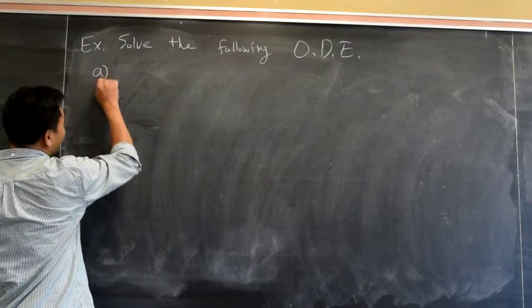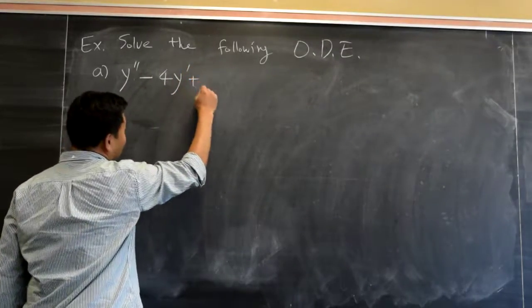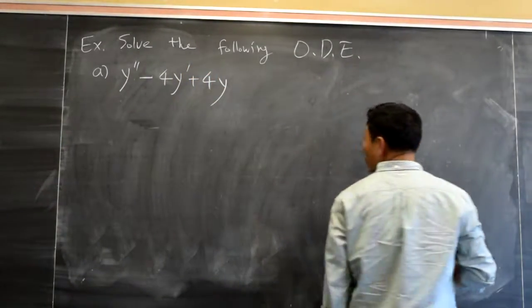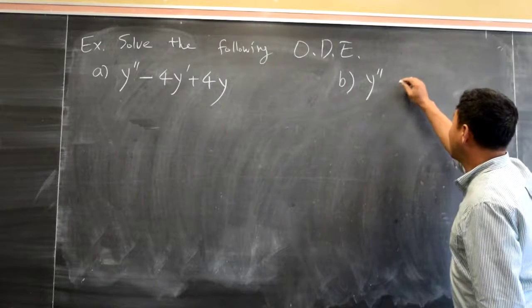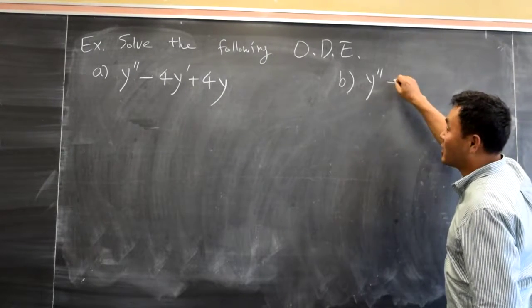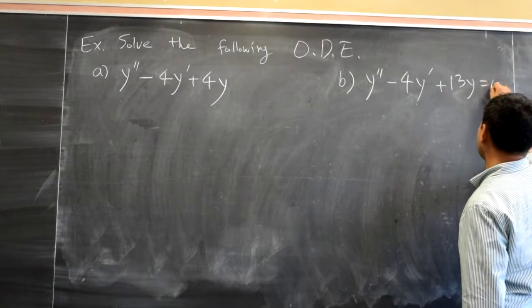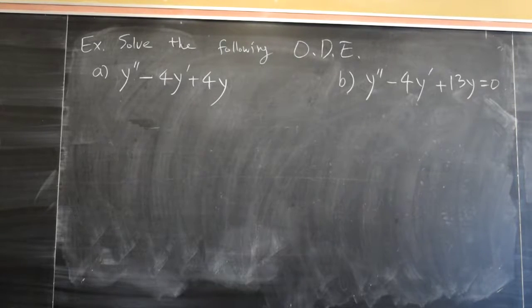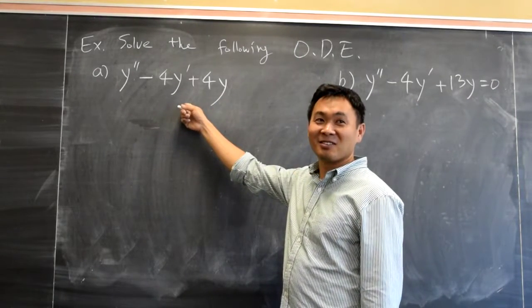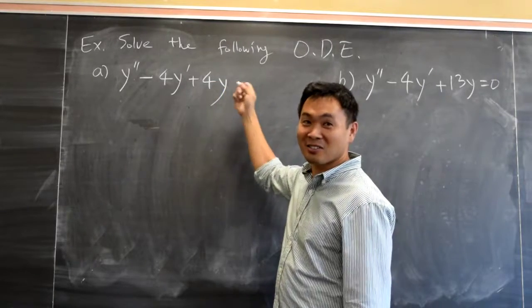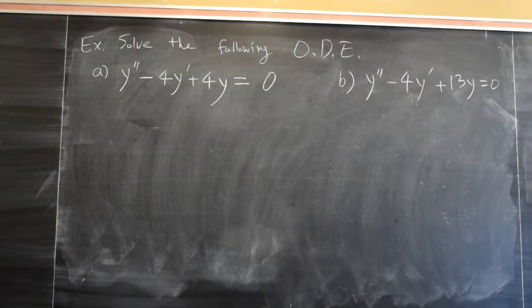Now, first question, A: y double prime minus 4y prime plus 4y. And B, here's another one: y double prime minus, let's try the same, 4y prime plus this time 13y equal to 0. Is that one not equal to 0? Oh. Is this a differential equation? No, it doesn't have an equal sign, so it's not a differential equation. Only when you say equal to something, it's a differential equation. So I said equal to 0.